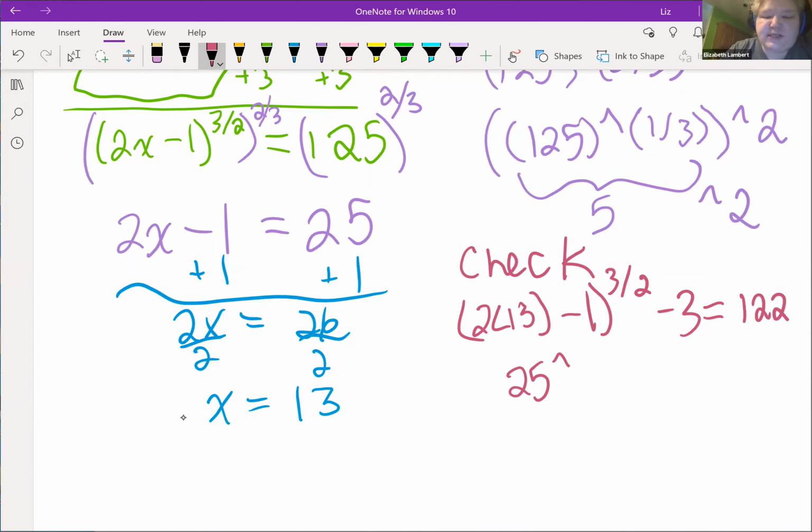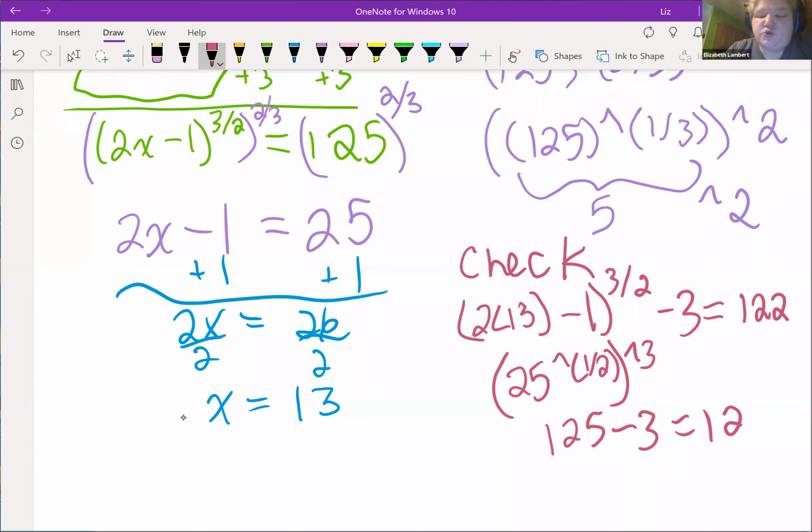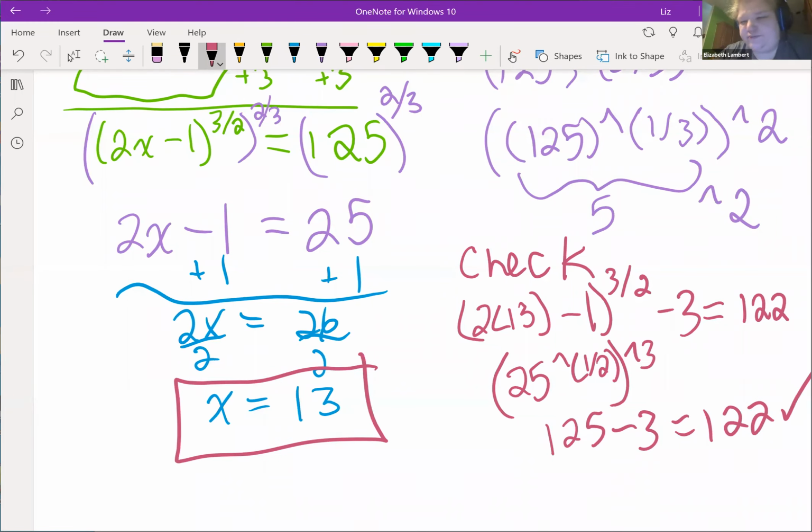Now again, I'm going to break this up. It's 25 to the 1/2 to the 1/3. So if you're trying to calculate this by hand, this is the way you do it. 1/2 power is the same thing as the square root. 25 is the same as 5 squared. So the 1/2 power and the squared cancel out. So this is 5 to the 1/3, which is 125. 125 minus 3 is indeed 122. All of our solutions worked. Whoops. There it is.